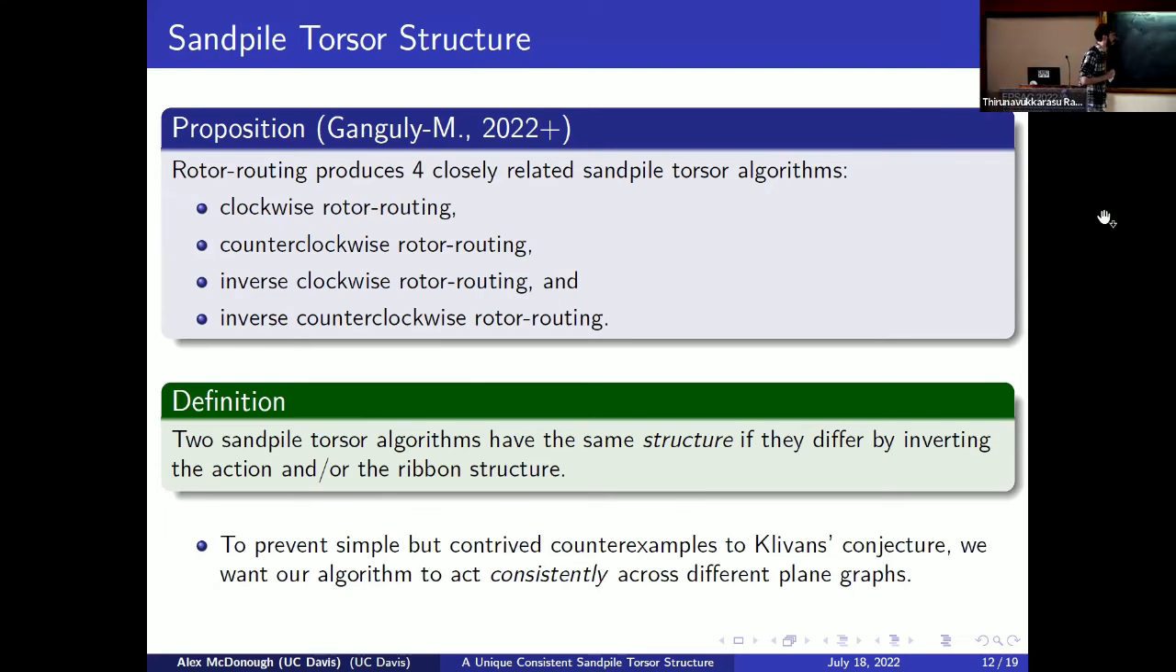React to the graph that it is given. You could have clockwise rotor-routing on some graphs, counterclockwise on other ones. You could have clockwise on some, and some weird thing that doesn't make sense on some specific graph.